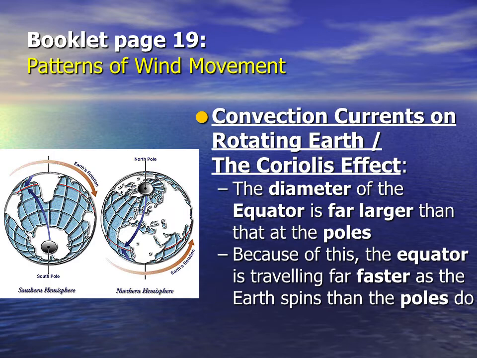Okay, so again, we're on page 19 now. The diameter of the equator is far larger than that at the poles. Because of this, the equator is traveling far faster as the Earth spins than the poles do. So just imagine you're on one of those old school merry-go-rounds at a playground. If you're on the edge of it, you're going really fast. But then if you move towards the center of it, you're not moving so fast. That's all we're trying to say here.